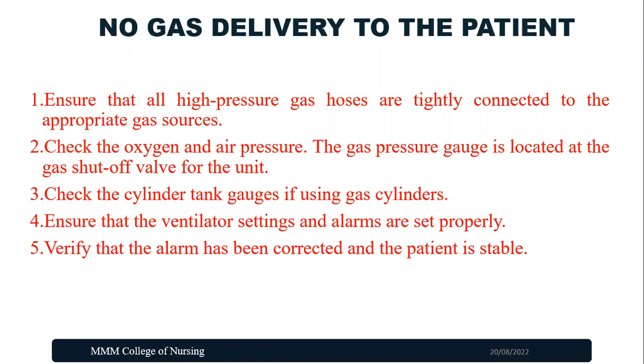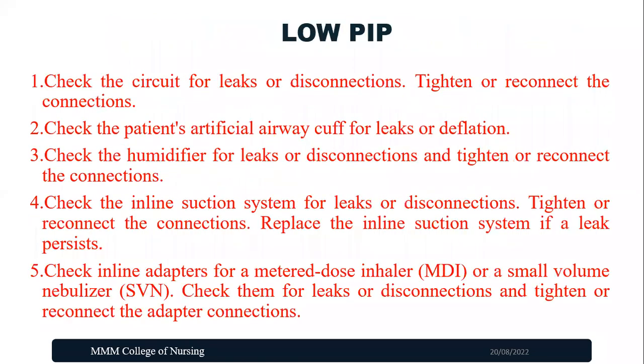Just check the oxygen and air pressure. The gas pressure gauge is located at the gas shutoff valve for the unit. Check the cylinder tank gauge if using gas cylinders. Once you correct all that, ensure the alarms are set properly, the patient is comfortable, and adequate ventilator parameters are working.